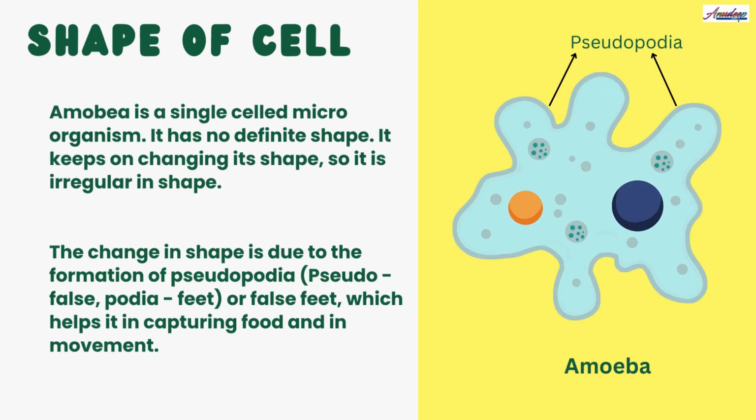The cell of amoeba, a microorganism, is irregular in shape. Amoeba is a microorganism whose shape is not fixed, it's irregular. Amoeba is a single-celled microorganism. It has no definite shape. It keeps on changing its shape, so it is irregular in shape.